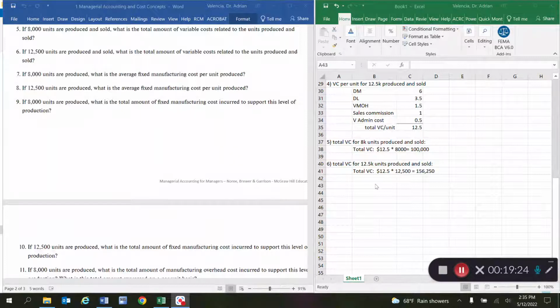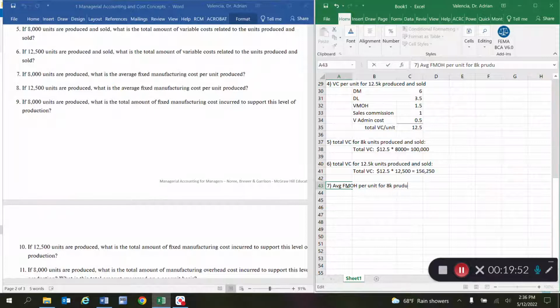And we'll be able to appreciate that a little bit more with the next questions here. So number 7 wants us to figure out what the average fixed manufacturing cost is. So let's go ahead here. That's a 7. Average fixed manufacturing overhead per unit for 8,000 units produced.